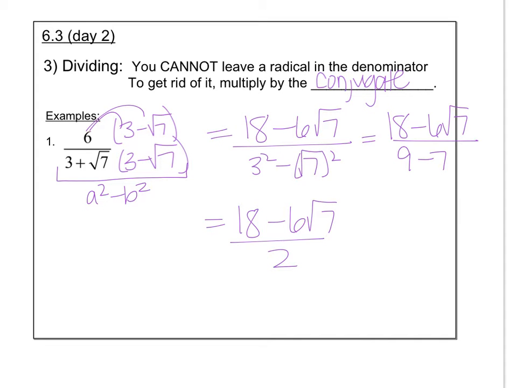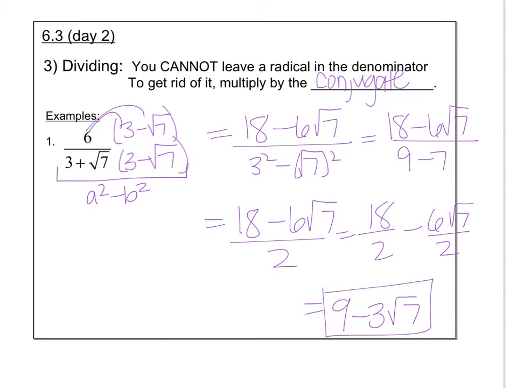And the last step is to reduce here. Please make sure that you divide both of these by 2. So if it helps, separate them first. And then divide both parts by 2. So it's going to be 9 minus 3 radical 7. So that's your answer for the first one.